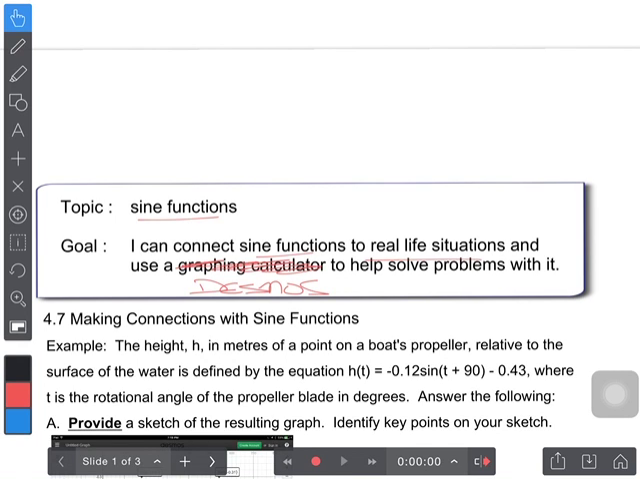So in the first example, it says the height h in meters of a point on a boat's propeller. So if you're not sure what that looks like, underwater for a boat, we've got the axle, and then there's this kind of clover leaf looking thing here with the propeller blades. So that is what a propeller looks like. That's under the water, so here's the water level.